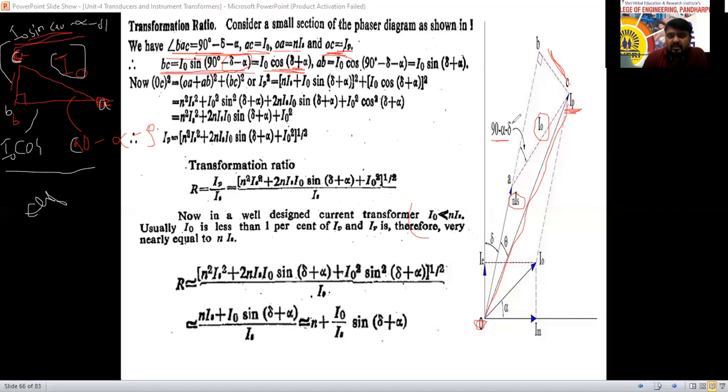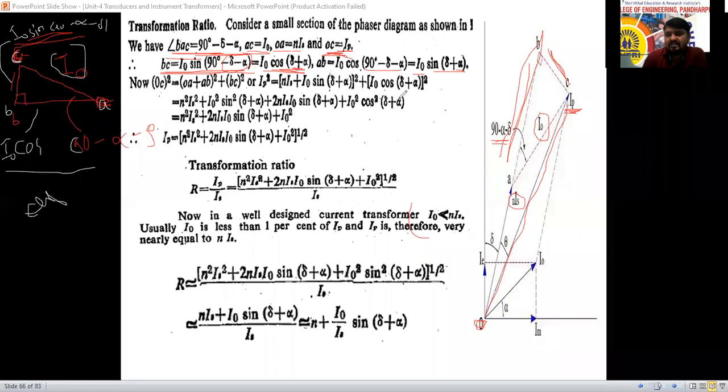Next our term is AB we have to identify here. This is AB here. AB is I naught into sine 90 minus delta minus alpha here. So sine 90 minus theta is nothing but cos 90 minus theta equal to sine theta we are going to consider. So again I naught sine delta plus alpha we have identified. So up to here we have these derivations.